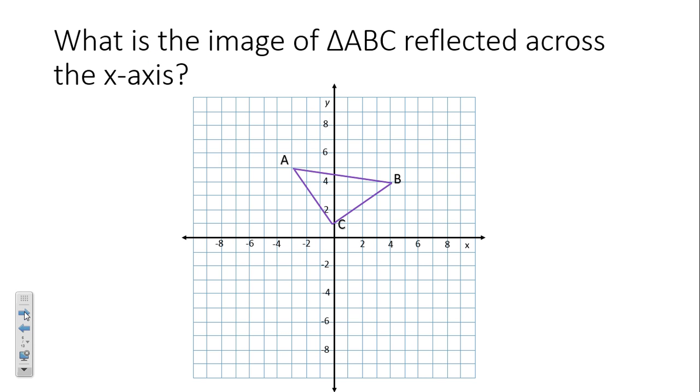reflect triangle ABC across the x-axis. Which one's the x-axis? The horizontal axis. So if it helps to dash that axis, feel free to do so. Which point do you want to reflect first? C, okay? C is at the point 0 over 1 up, so 0, 1. Where's it going to be if we reflect it across the x-axis? 0, negative 1. Good. So we bring it down from 0, 1 to 0, negative 1.